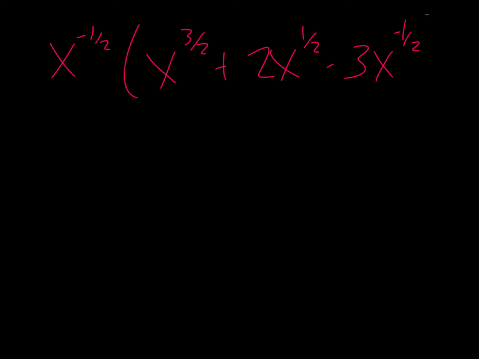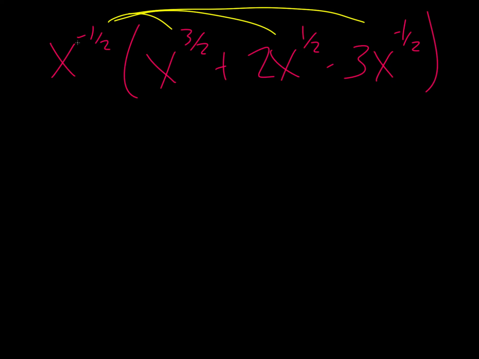So we have x to the negative 1/2 being multiplied by x to the 3/2 plus 2x to the 1/2 minus 3 times x to the negative 1/2. Okay, so this one says expand and simplify. So the first thing we're going to do is just distribute and make sure we use our exponent rules.